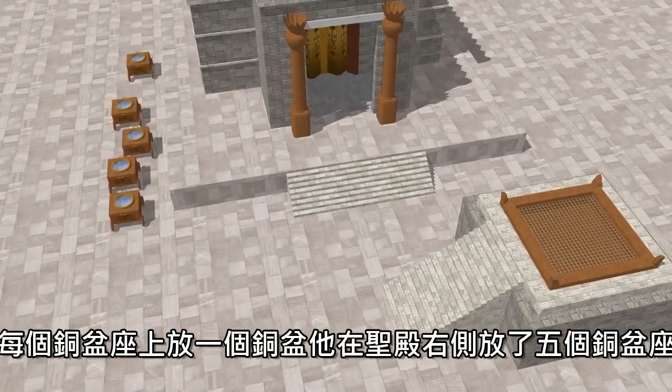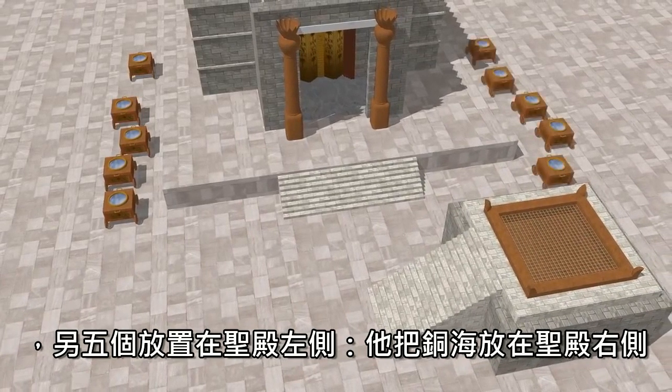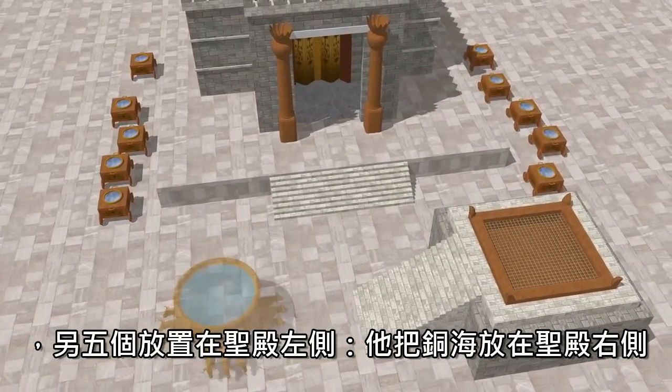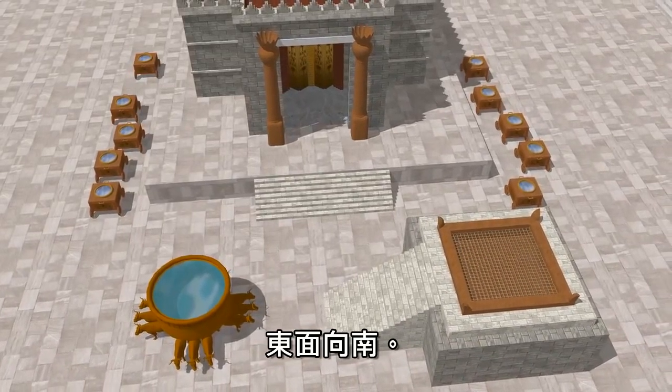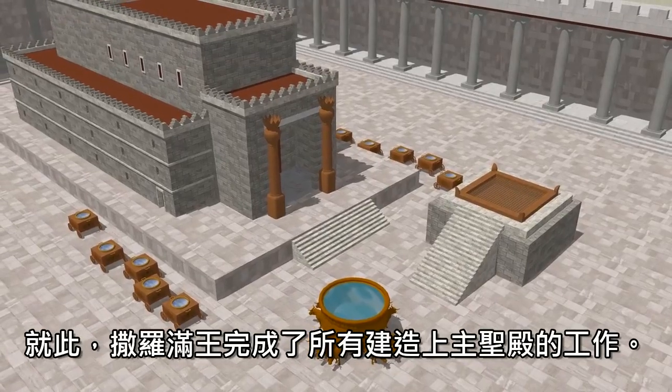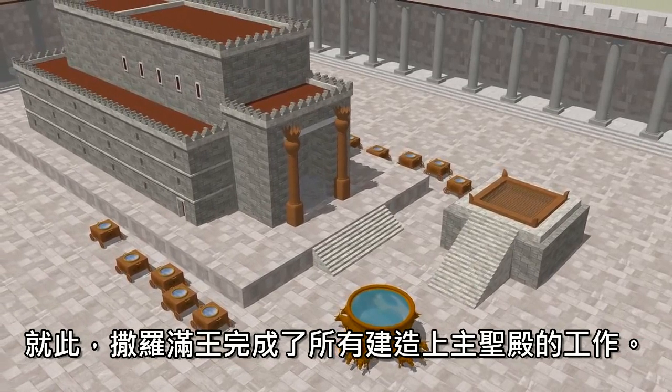And he put 5 bases on the right side of the house, and 5 on the left side of the house. And he set the sea on the right side of the house eastward, over against the south. So was ended all the work that King Solomon made for the house of the Lord.